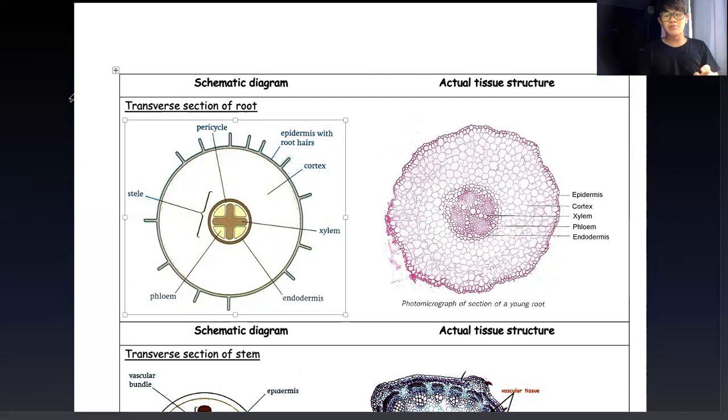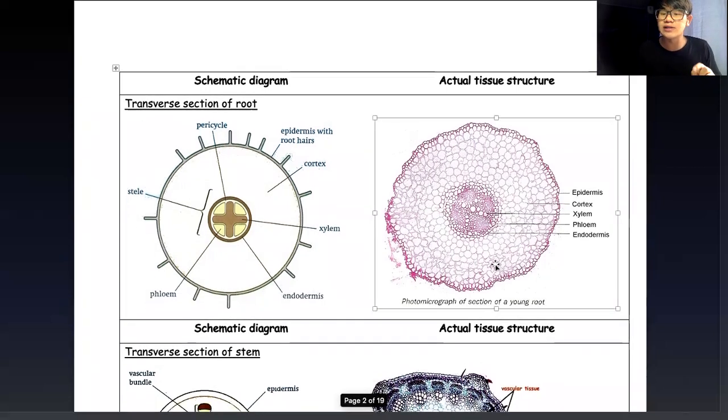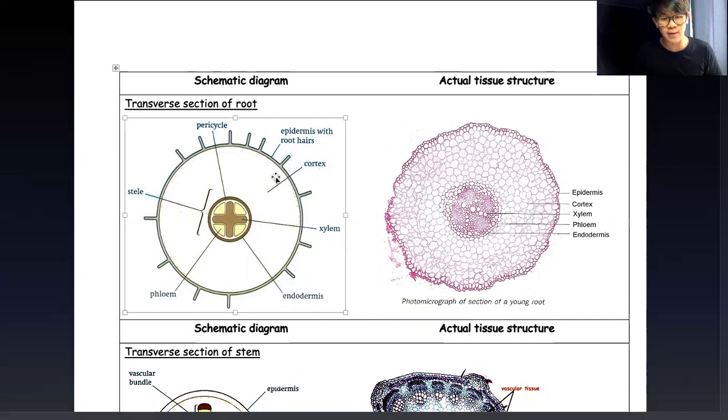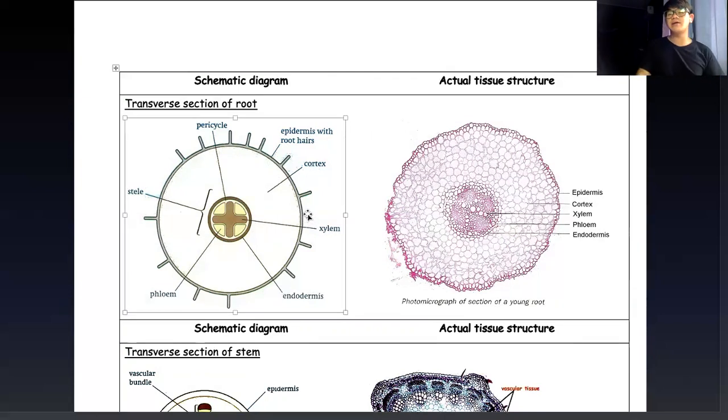Okay, so this is what you will see. This is the actual tissue structure. This is how it looks when you view it under the microscope. You should be familiar with this actual tissue structure, and this is when you are trying to draw them. This is the schematic diagram, the drawing. This is the actual tissue structure when you view it under microscopes, and you need to be familiar with both. If you look at the schematic diagram first, because I think the schematic is much easier.